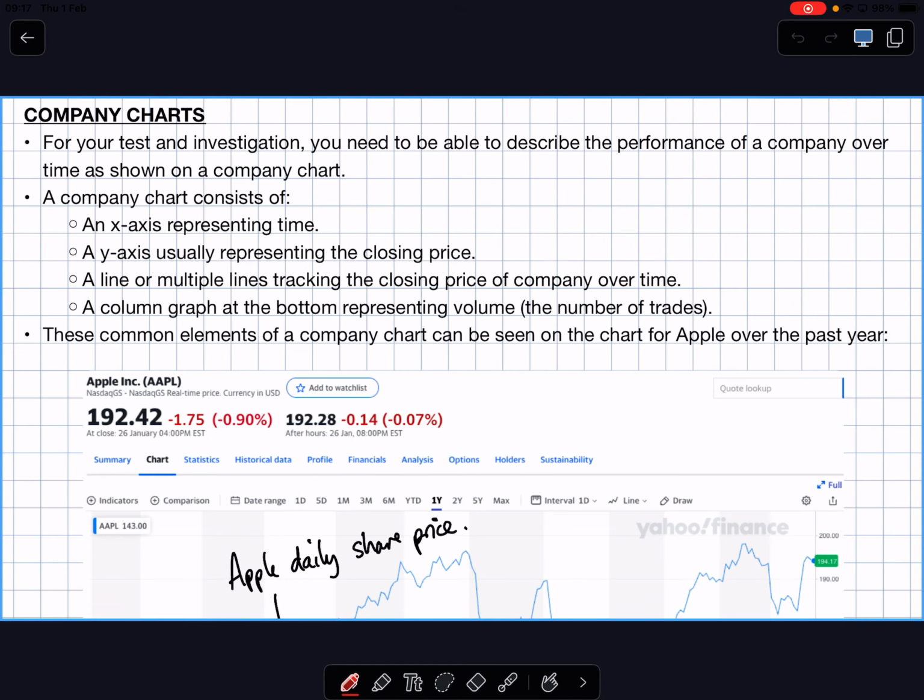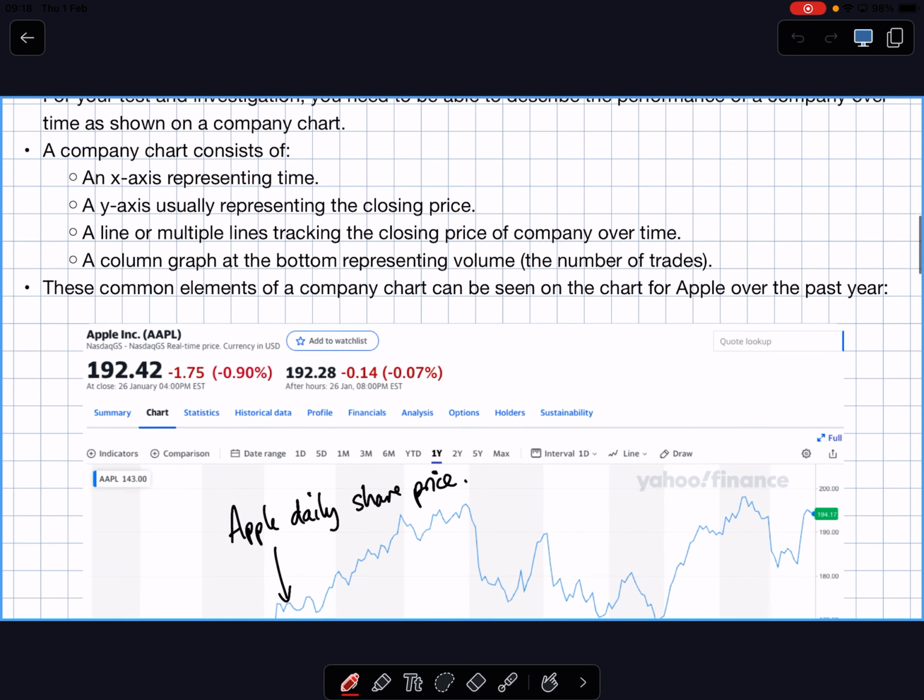Okay, this lesson is about interpreting company charts. You'll have to do it once in your test, and maybe a couple of times in the DI. You need to be able to describe the performance of a company over time as shown on a company chart, a little graph. What is a company chart?